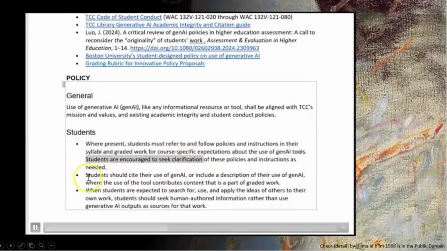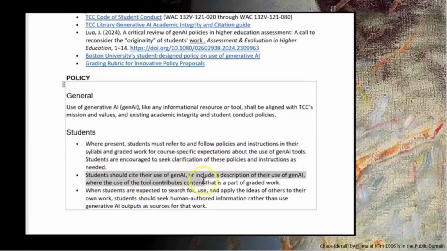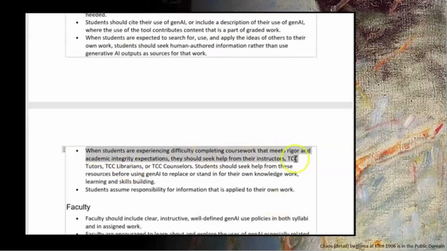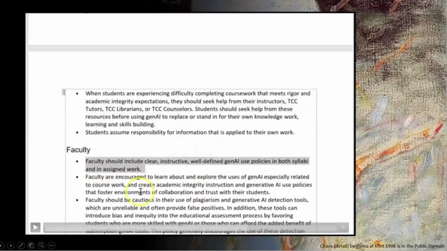So where present, students must refer to and follow policy and instructions in their syllabi. Students should cite their own use of generative AI, and include a description of their use of generative AI where the tool is used that is part of graded work. And students are expected to use sources other than generative AI outputs for their academic work. When students are experiencing difficulty completing coursework that meets rigor and academic integrity expectations, they should seek help. Students should seek help from these resources before turning to generative AI to replace and stand in for their own knowledge work. And again, Megan Sanders mentioned this too. Students assume responsibility for information that is applied to their own work.